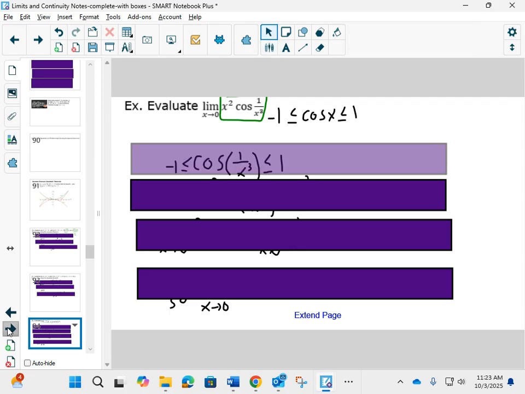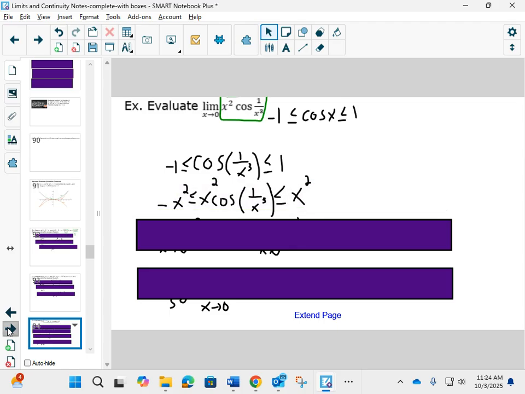Well, if cos of x is between -1 and 1, then cos of 1 over x cubed is still going to be between -1 and 1. There's no way that you could put anything inside of cos to change that. And now, to get that equation, we multiply everything by x squared. So we know negative x squared is less than x squared cos 1 over x cubed, and that's also less than x squared.